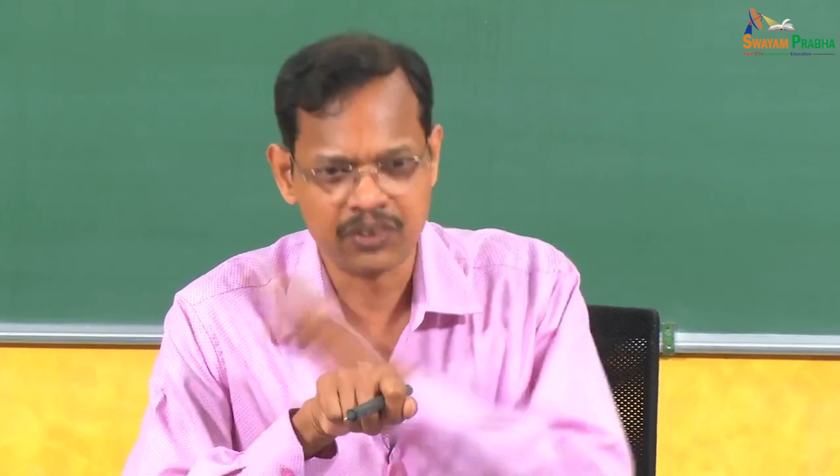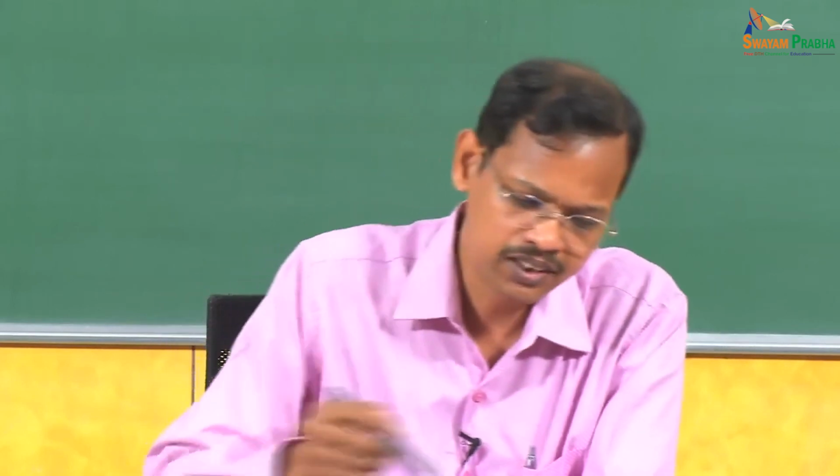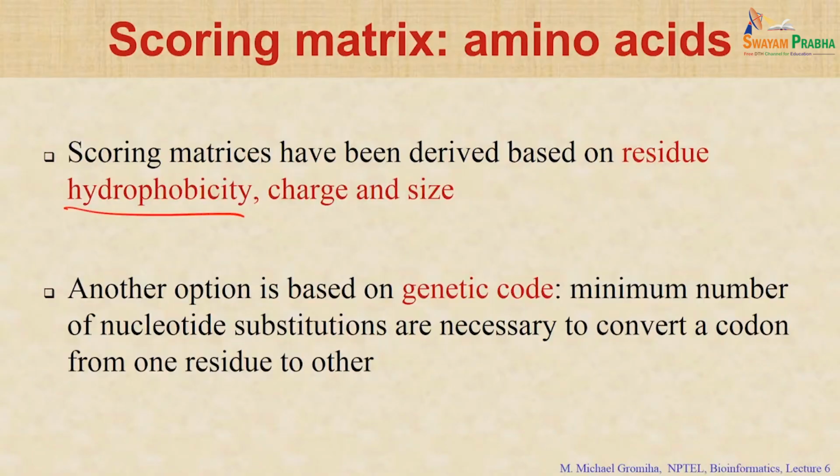Then, what are the different ways to build these matrices? If you have 20 different amino acids, what are the possibilities of changing a specific amino acid to other amino acids? Either you can look at the change in hydrophobicity, as we just discussed, or the charge, or the size. Small amino acid to small amino acid, they do not care about hydrophobicity, but they group small residues like serine to alanine or glycine to serine, or bulkier groups like lysine to phenylalanine. So they use size to derive the matrices.